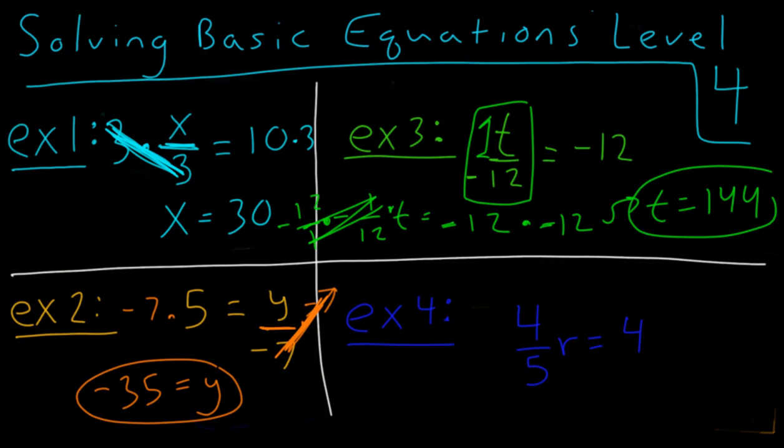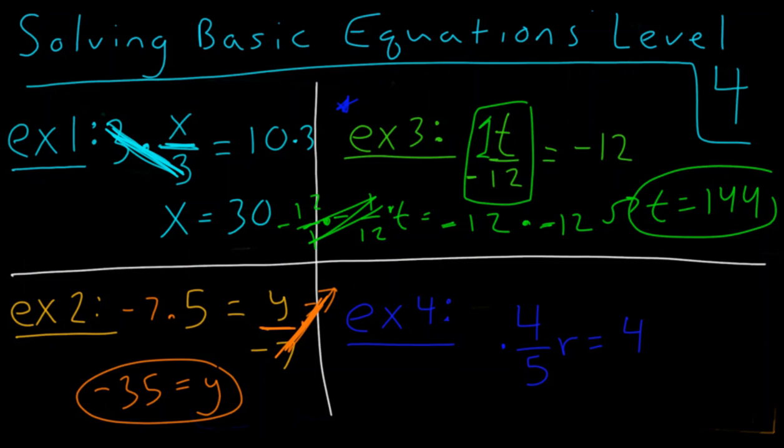Okay, let's switch on over to our nice pretty blue. And here we have example 4. 4/5 r is equal to 4. So notice now I've kind of written this problem like in example 3. And you don't want to divide by a fraction. We really don't want to divide both sides by 4/5. So what's our rule for getting rid of a fraction? Well, we always multiply by the reciprocal.